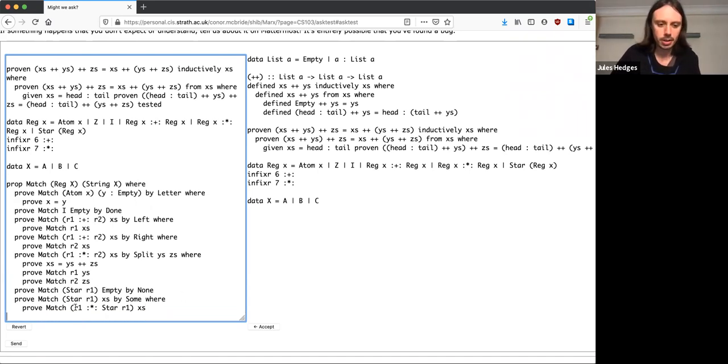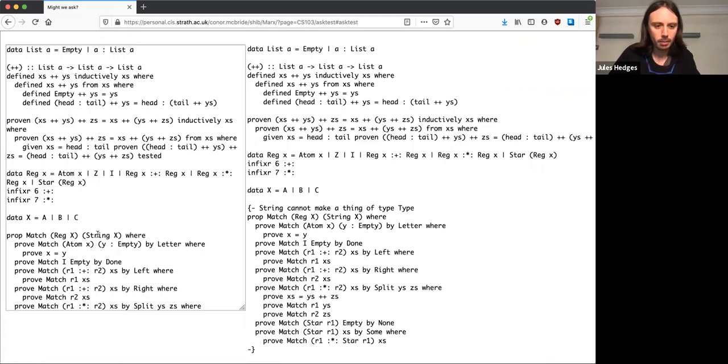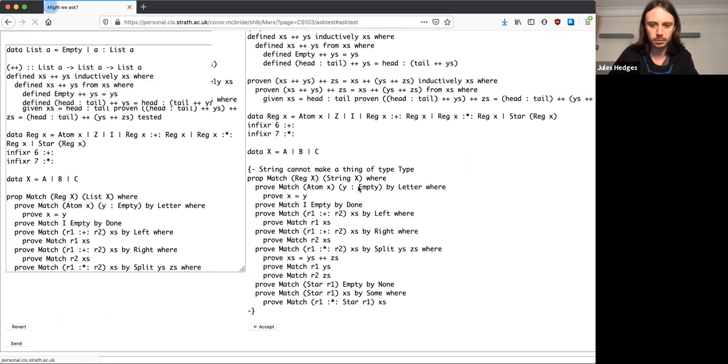So it turns out that this is a valid description of what it means for star to match a string. This is a sort of recursive definition because I can apply this sum rule any number of times to get R1 times R1 times R1 and so on, and then to stop I can say empty. Okay, so this is going to be my complete prop for matching.